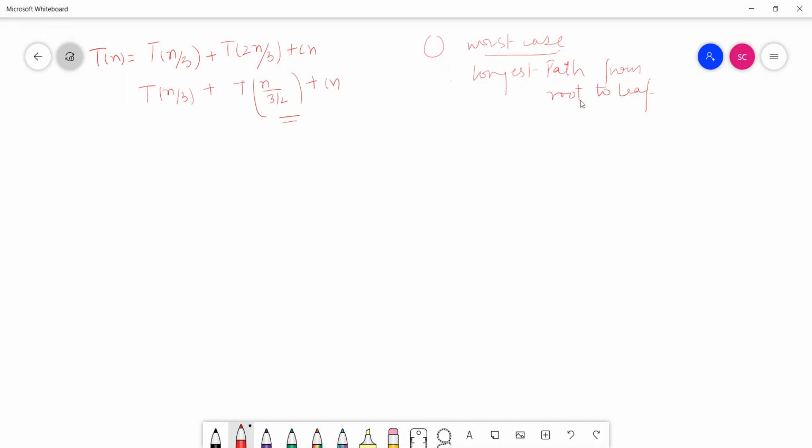So longest path, which will I get, from here or from here? If I divide n by 4 and if I divide n by 2, which will give me the maximum number of subproblems? N by 2. So the longest path will be taken from this. So we'll consider this only. Okay. So let's see.